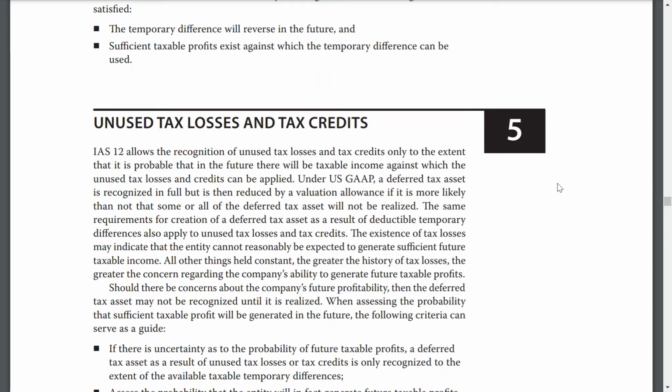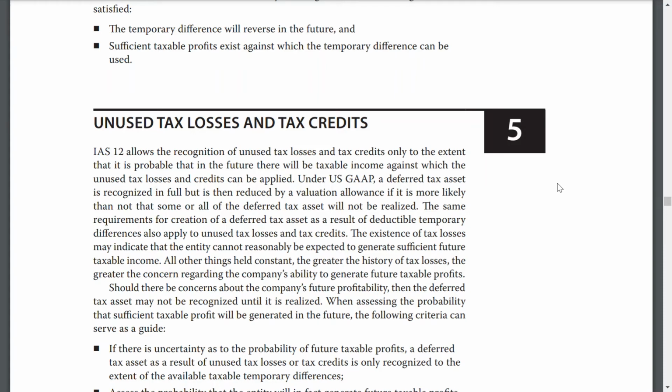Under U.S. GAAP, a deferred tax asset is recognized in full but is then reduced by a valuation allowance if it is more likely than not that some or all of its deferred tax assets will not be realized. The same requirement applies for creation of a deferred income. Should there be concerns about a company's future profitability, then the deferred tax asset might not be recognized until it is realized.